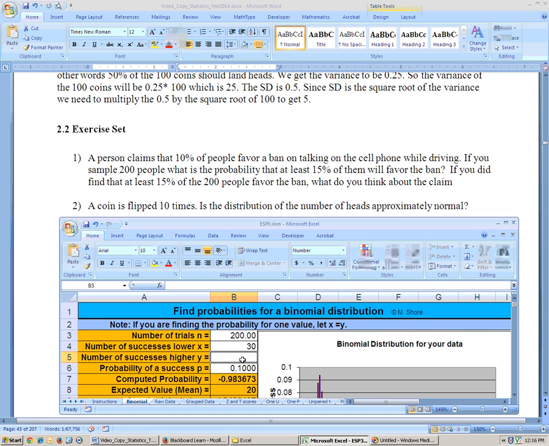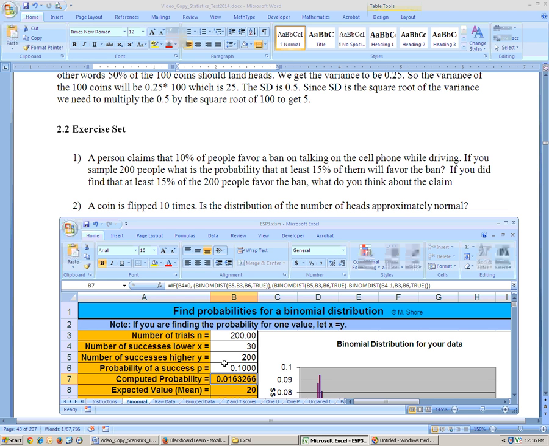And then the most there could be is all 200. So when you say at least 15%, that means 15% of the 200 up to 100% of 200. So there's your x and y. The y is the upper value. So the probability is right here, 0.0163.